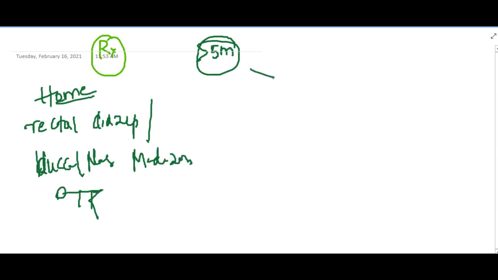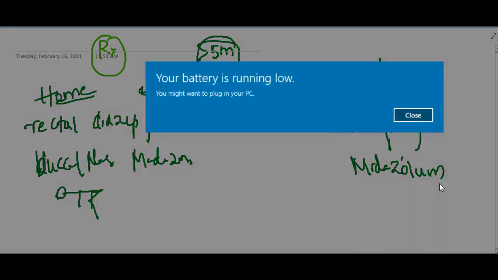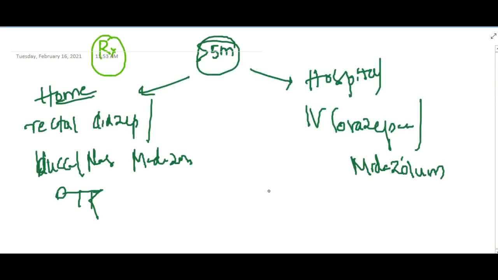If the seizure is more than 5 minutes and the child is in hospital, then IV lorazepam or midazolam can be started. No long-term anti-epileptics are recommended in the management of simple febrile seizures.